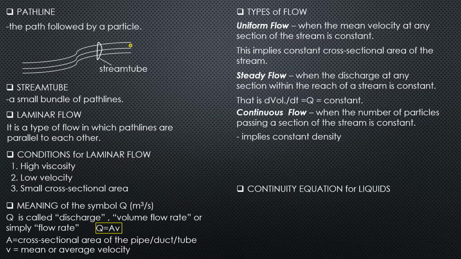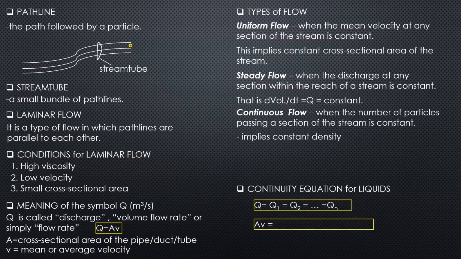So the continuity equation for liquids would just be Q is constant. That is, Q equals Q1 equals Q2, the discharge at any other section. Even if the cross-sectional area changes, the discharge must be constant. That's the continuity equation for incompressible liquids. Liquids are in general incompressible. Since Q is area times mean velocity, then it should also be equal to A1 V1 equals A2 V2 equals An Vn.